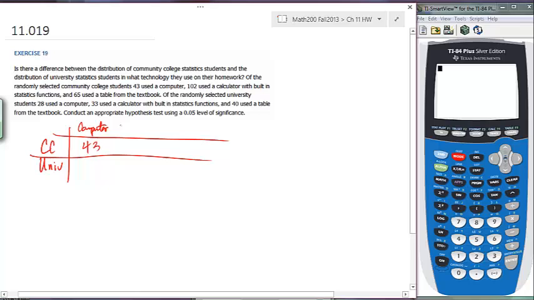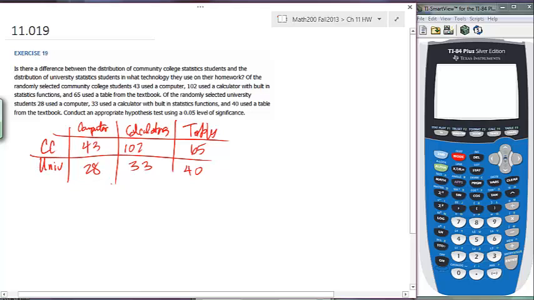43 for community college students, 102 use calculators, and 65 use tables. For university students, there's 28 who use computers, 33 who use calculators, and 40 using the tables. So these are distributions for two different populations.